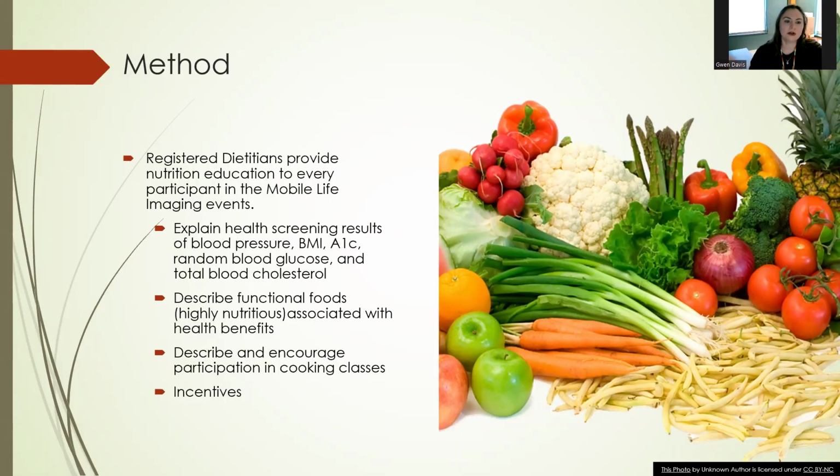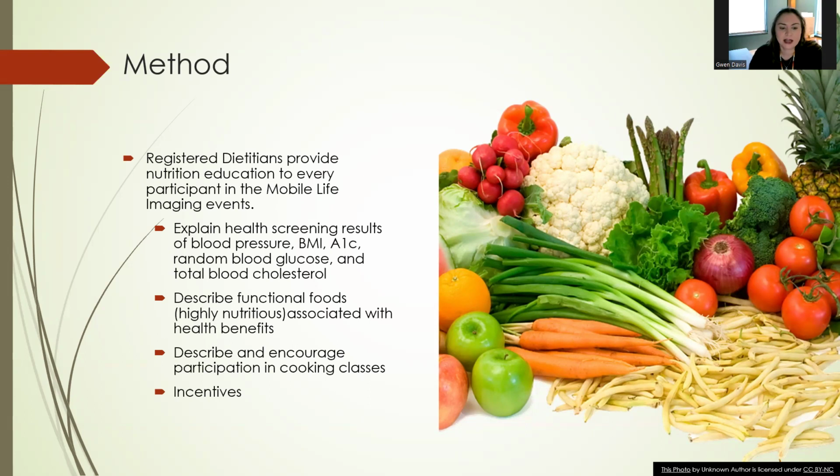Okay, and so the participants meet with one of our registered dietitians who provide nutrition education. It's usually about a 10-minute or so consultation. They explain the health screening results of blood pressure, BMI, the hemoglobin A1C, the random glucose, and total cholesterol in correlation with their diet. And then they describe these foods that are associated in their health benefits.